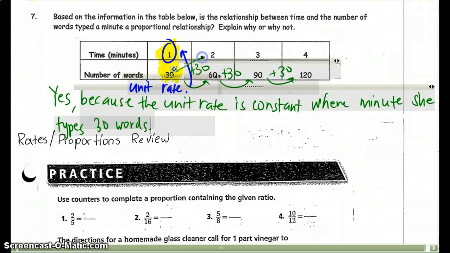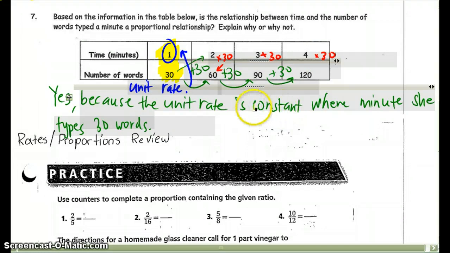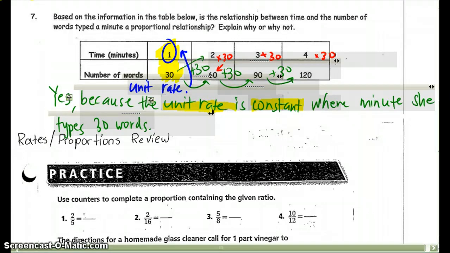So 2 times 30 is 60. 3 times 30 is 90. And 4 times 30 is 120. Let's write that here. Times 30, times 30, times 30. Okay? So because it's constant, anytime a rate is constant throughout, then we can say that it's proportional. So they're using some vocabulary words. We can also say that because the ratios are the same.